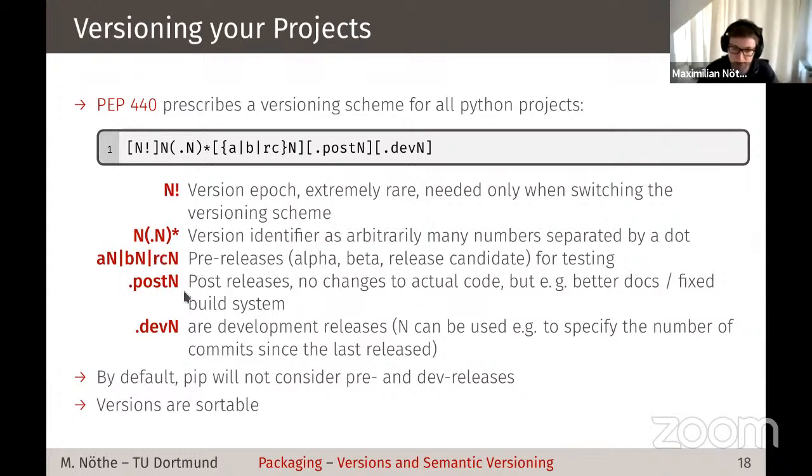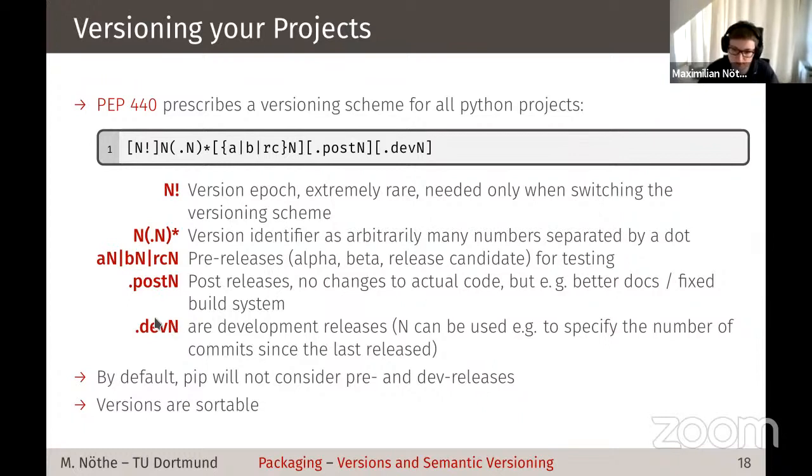Then there are the post versions. Post versions are there for when you have an error in your build configuration or a typo in your documentation, and you want to fix it, but you didn't change any of the actual code. You didn't change any Python code, but you just fixed the typo in the README, or you changed your documentation system or something like that. Then you can do a post release, which basically tells your users you didn't change any of the actual important code, but you updated something else. This is why this post release was done.